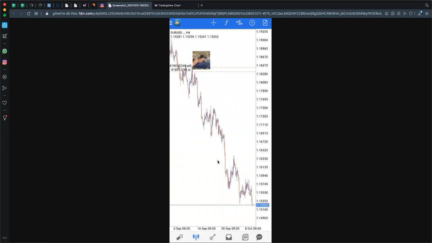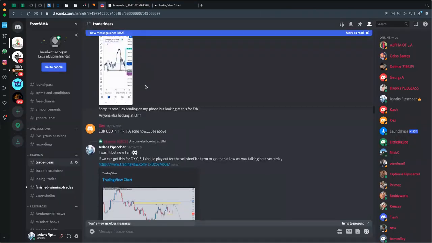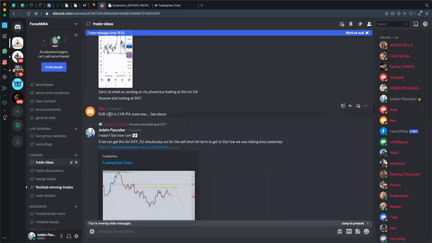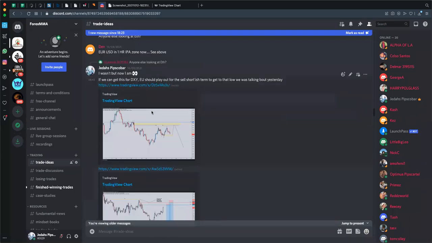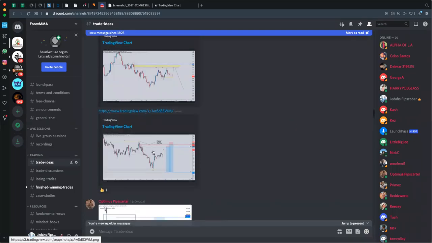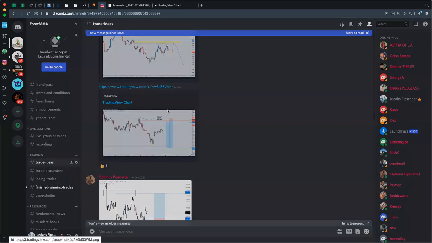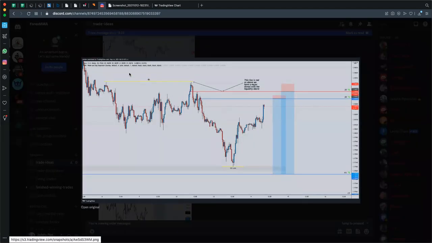Okay, so this trade was actually called out on September the 14th. As you can see here in our Discord, I was talking about it. I posted this up, and here's the chart. When this was posted, again, September the 14th, we were still looking at these two areas for potential entry.